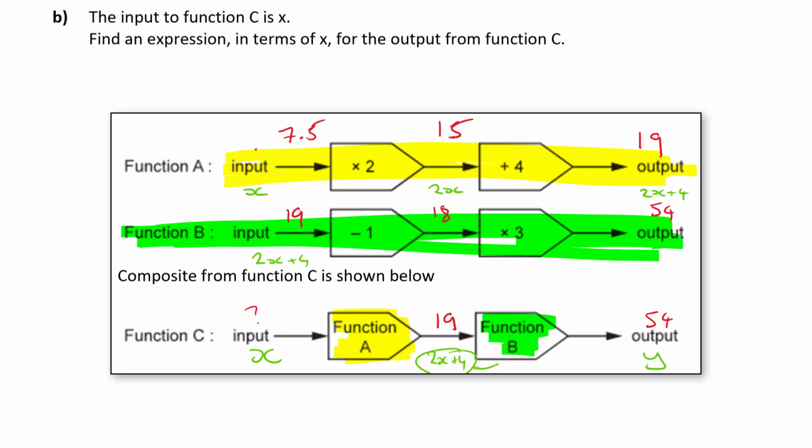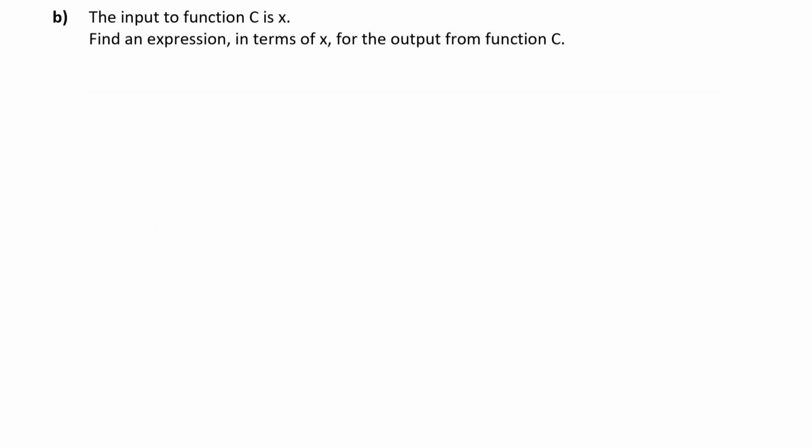If I take 1 away from 2x plus 4, it's just going to leave me with 2x plus 3, isn't it? Then I'm going to take my 2x plus 3 and it's going to get multiplied by 3 in the second part of function B. So 3 lots of 2x plus 3. I'm going to write it in brackets because I need to multiply all of 2x plus 3 by 3. And that's my answer, 3 lots of 2x plus 3.